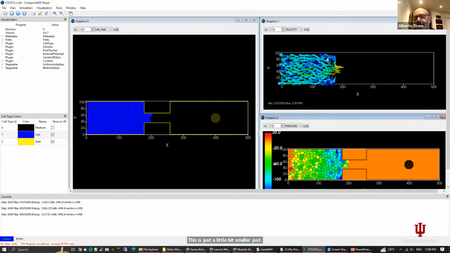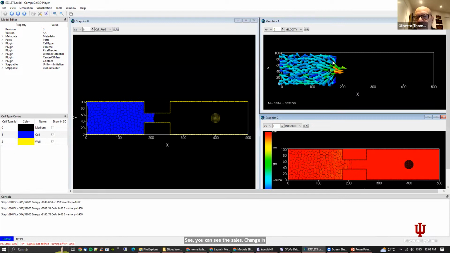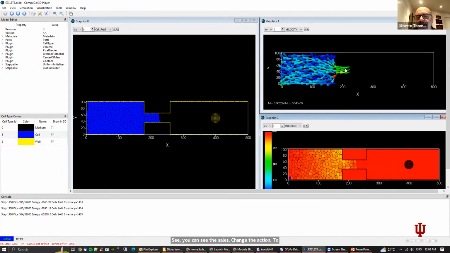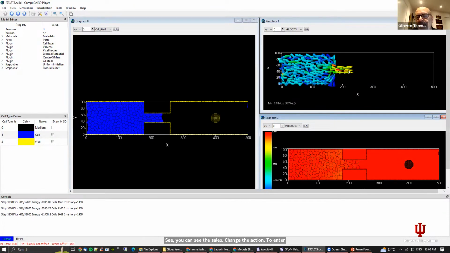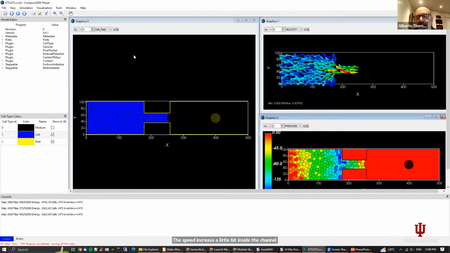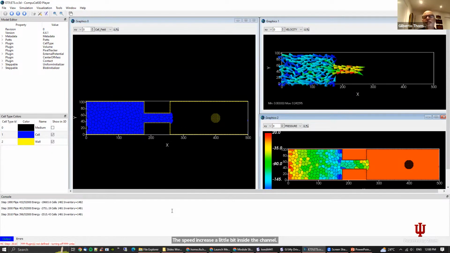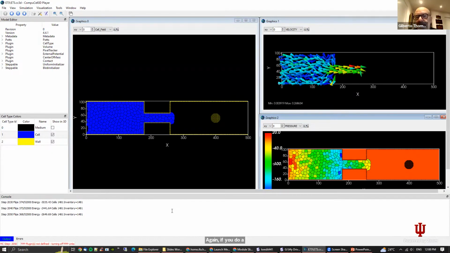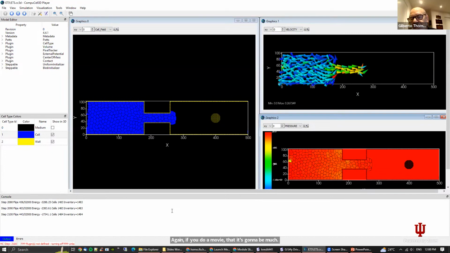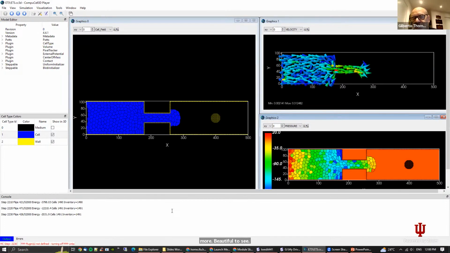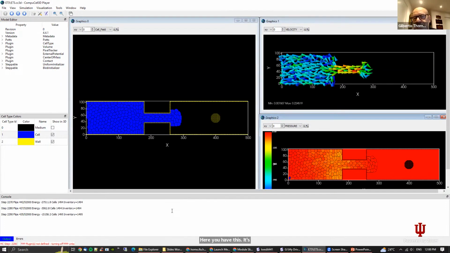See, you can see the cells change direction to enter the channel. The speed increases a little bit inside the channel. Again, if you make a movie of that, it's going to be much more beautiful to see. Here you have these glitches, this stop and go, stop and go, stop and go.